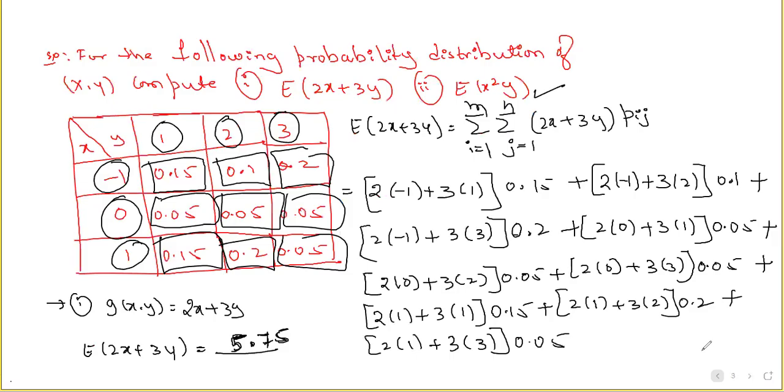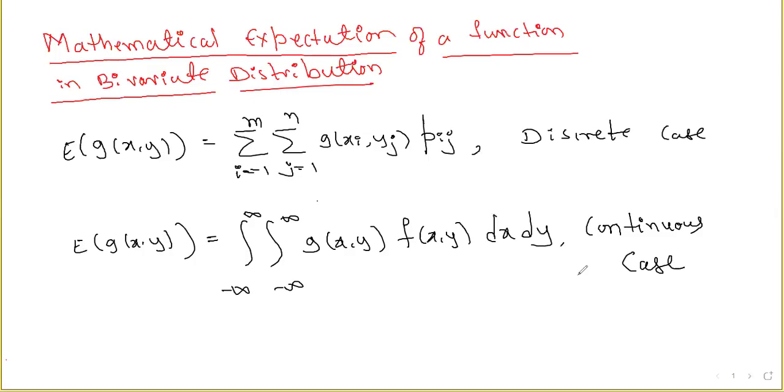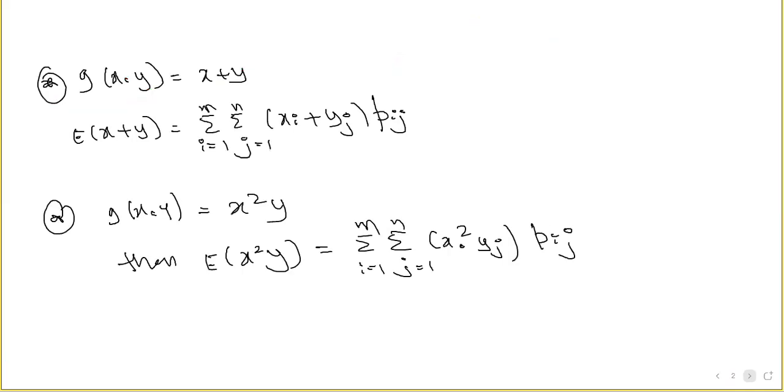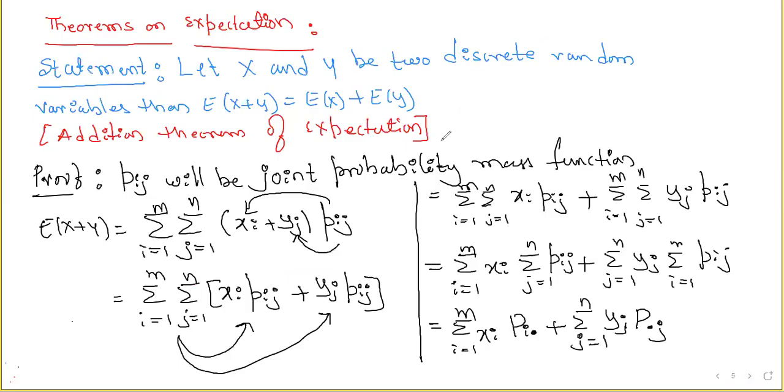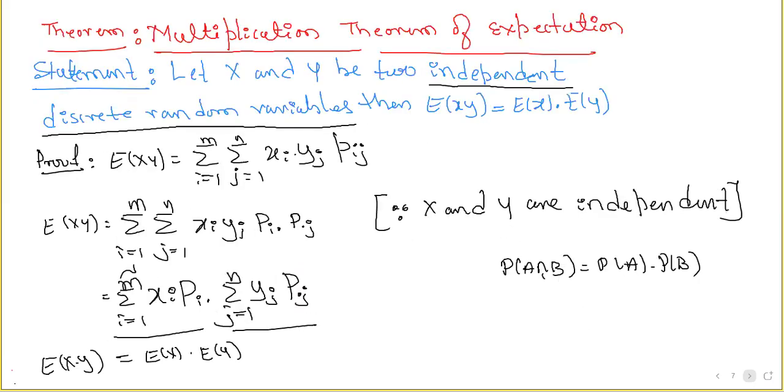So just a quick revision of today's class. Just see here, mathematical expectation of a function in a bivariate case, right? So we discussed only this formula, that is double summation g of xy pij, right? So here I took some various values of g of x. Next, here we solved one example of how to find out expectation of bivariate case, right? And this is addition theorem of expectation. Next is proof and generalization of addition theorem.